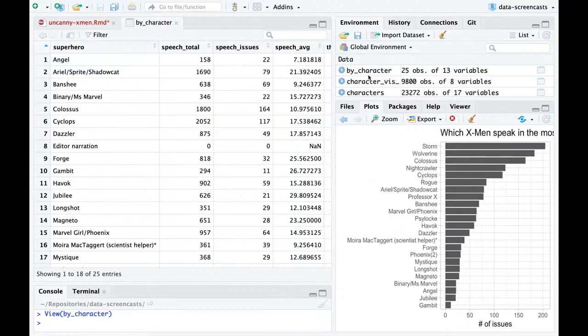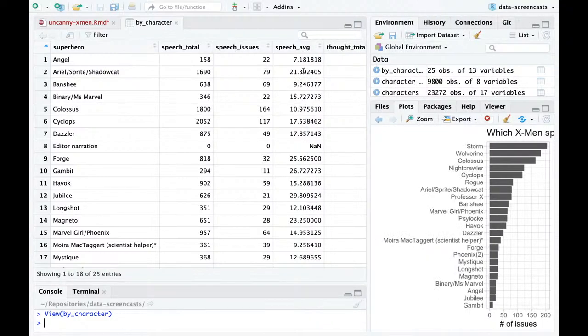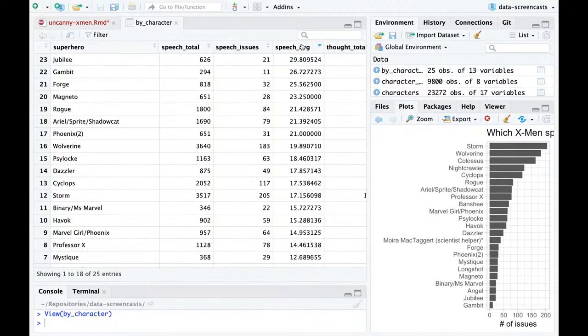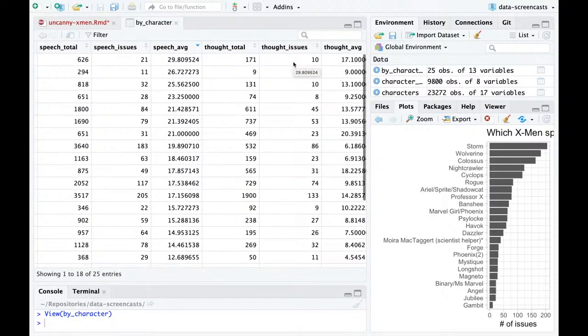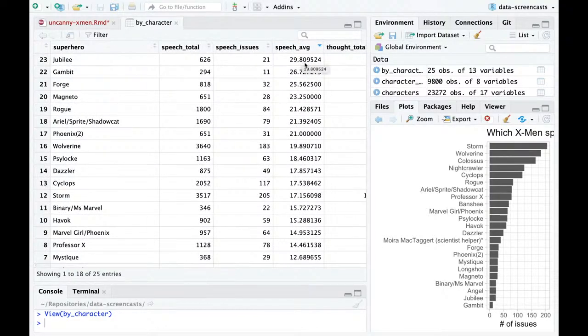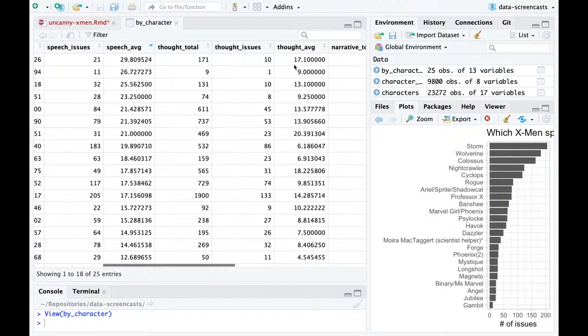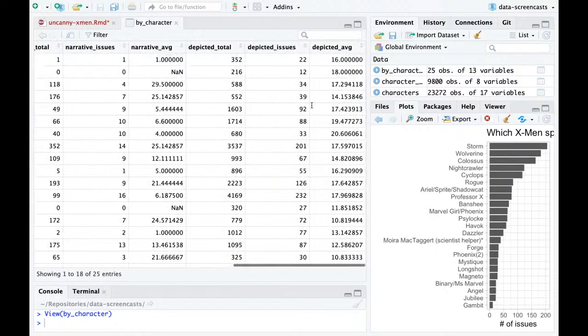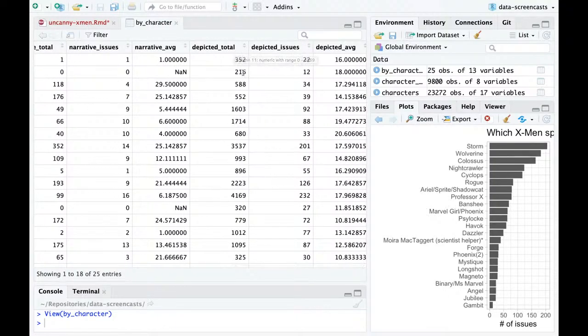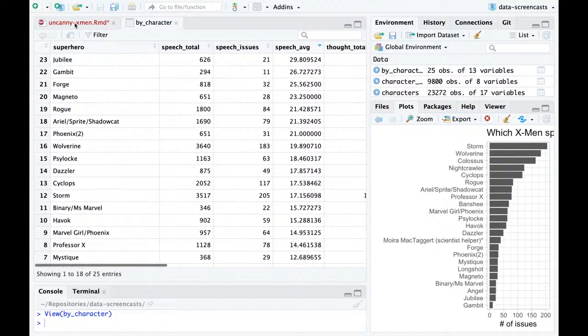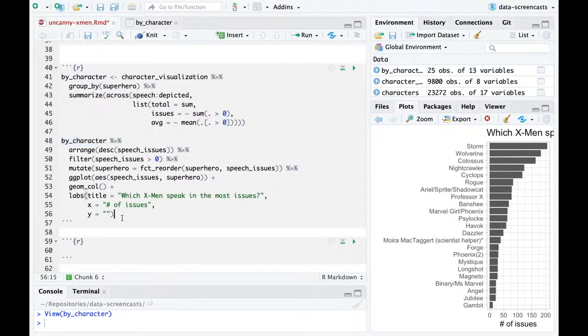All right, so for instance, Jubilee and Gambit don't appear much, but when they do, they're like the center of attention. They speak 30 times in an issue. And do they think much? Maybe they think. And how many times they're depicted, for the total depicted issues. Okay, so I'm going to just use the speech and actually revisit this. Let's visit this another way.